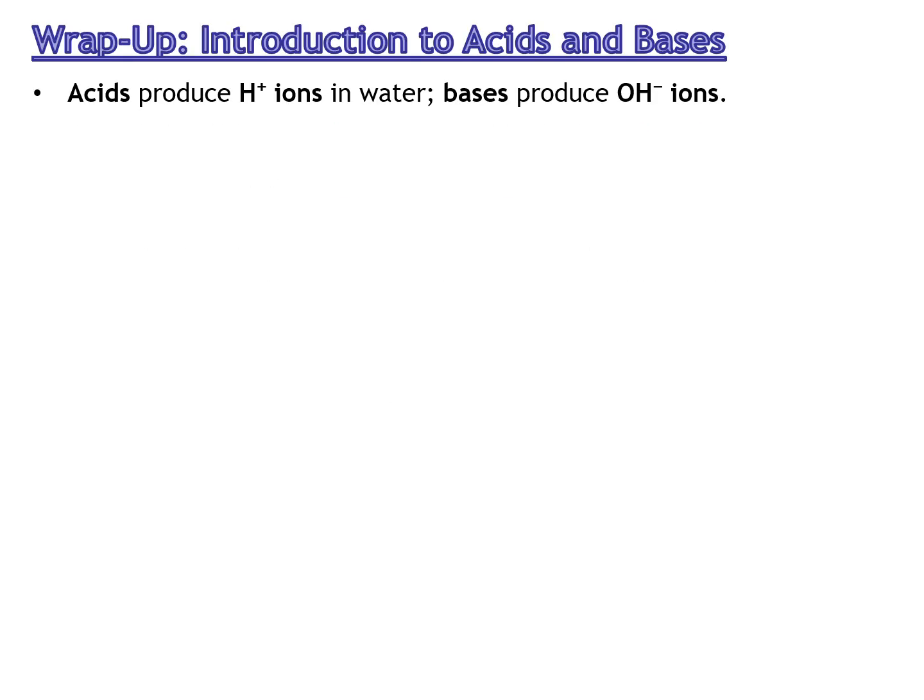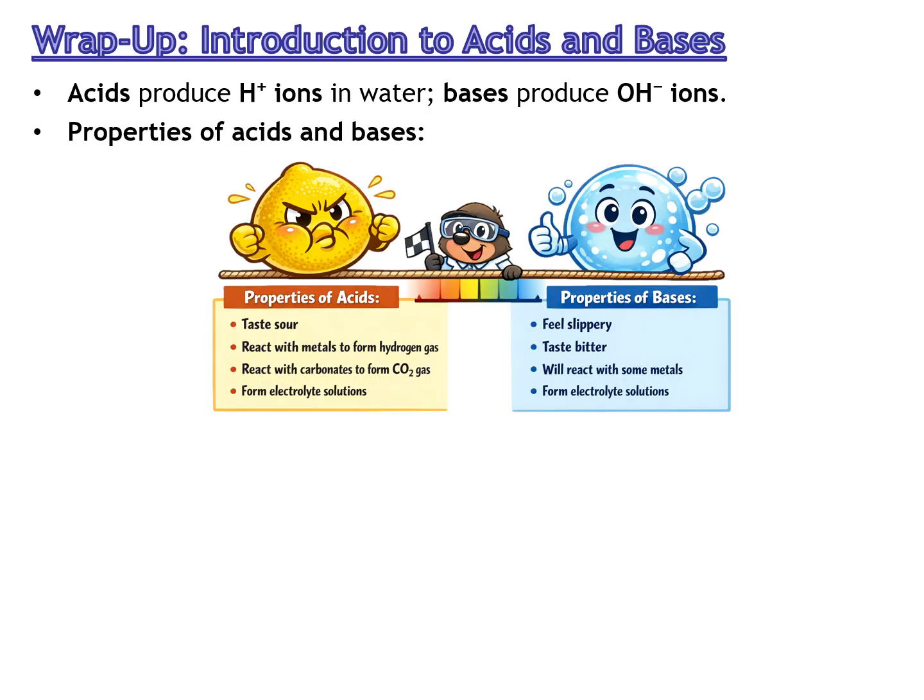All right, so wrap up. The Arrhenius model says that acids produce hydrogen ions in water, and bases produce hydroxide ions in water. We kind of had a review of the general properties of acids and bases. The key ones are that acids taste sour and react with carbonates to form carbon dioxide gas. And then with bases, they feel slippery and they taste bitter.